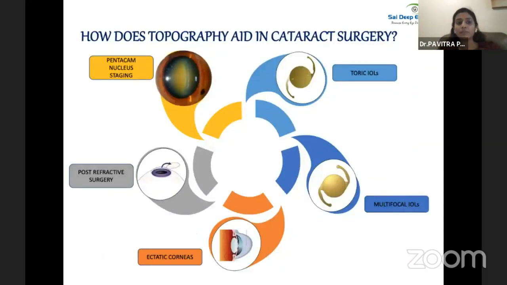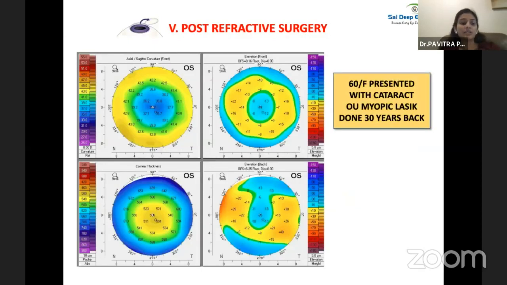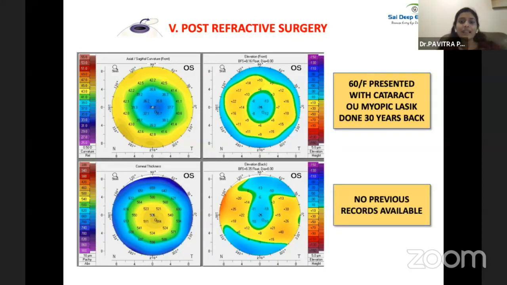Next, lastly, we move on to the planning of IOLs in post-refractive surgery patients. So this is a case of a 60-year-old female who presented to us for cataract surgery, who had undergone LASIK surgery 30 years back, and there were no previous records available. This patient had a well-centered ablation.